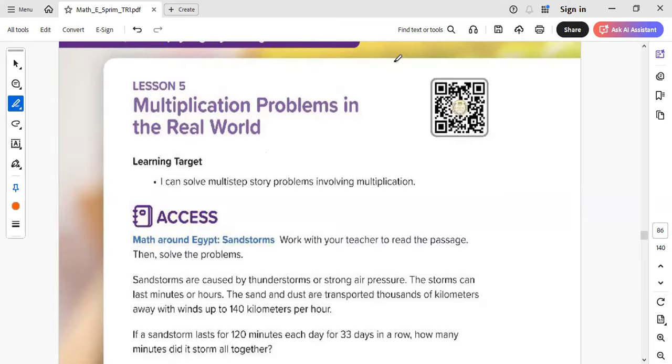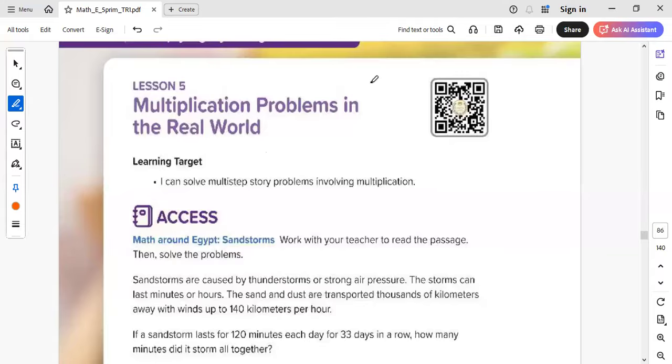Today we are going to learn about multiplication problems in the real world, which is lesson 5 in unit 3. We use multiplication every day when we buy things, count groups, or find totals quickly. By the end of this lesson, you will know how to solve multi-step story problems involving multiplication. So get your pens ready and let's start learning.